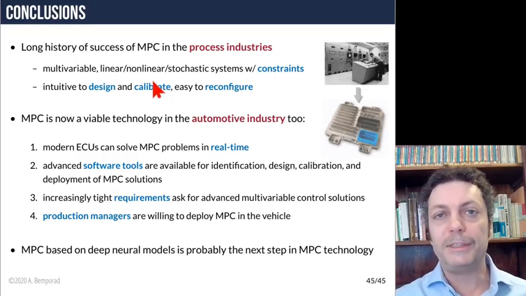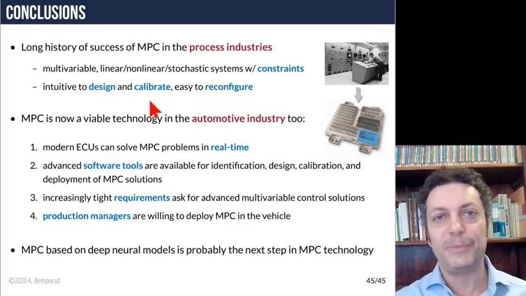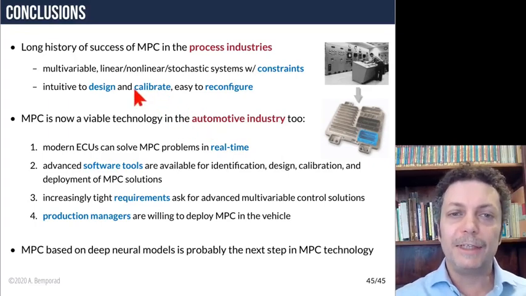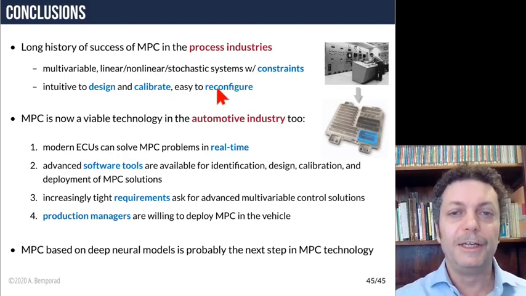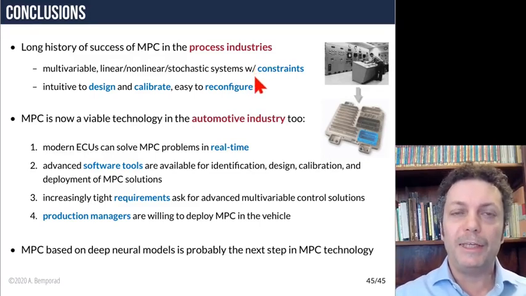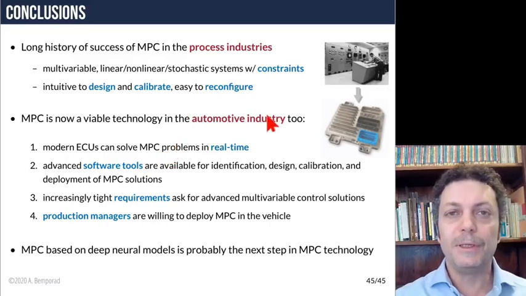The effect of the weights is clear: if you increase a weight on input increments, the control action will be smoother, or if you increase a weight on a certain output, the tracking should be better for that output. And constraints are obvious, and it's not only easy to calibrate but also to reconfigure. Okay, so in the process industry this was successful, so why is this now possible in the automotive industry too?